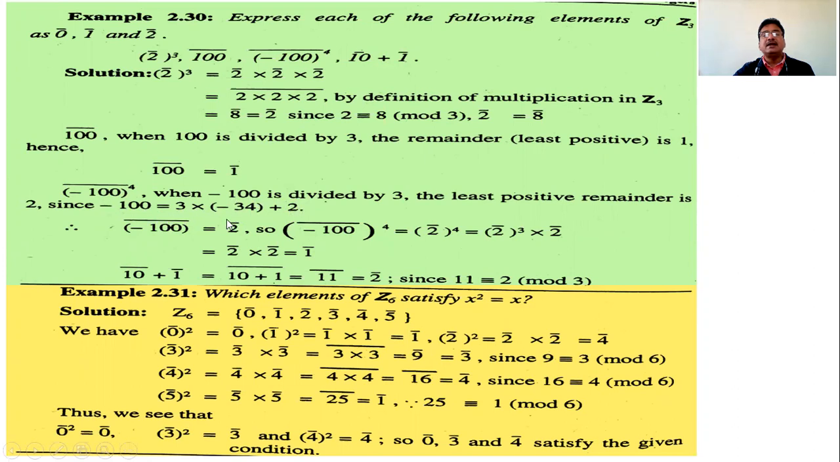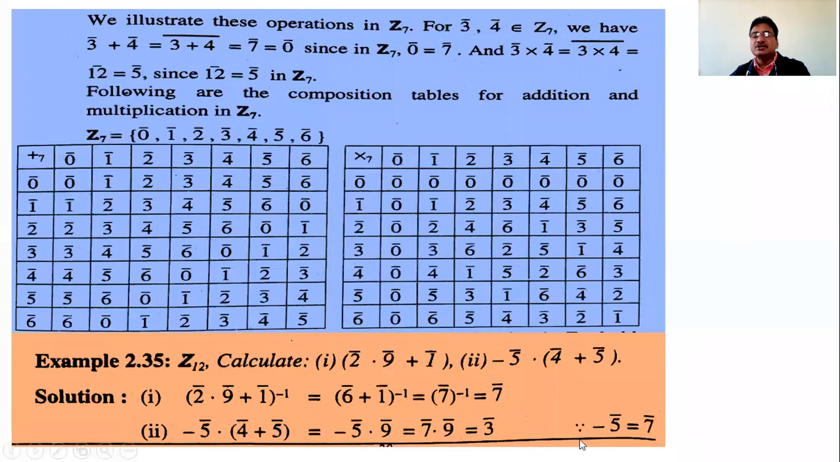And so minus 100 bar is 2 bar, and minus 100 bar raised to 4 is 2 bar raised to 4. Similarly, if we divide minus 5 by 12, then minus 1 is the quotient and 7 is the remainder. That's why minus 5 bar is 7 bar.